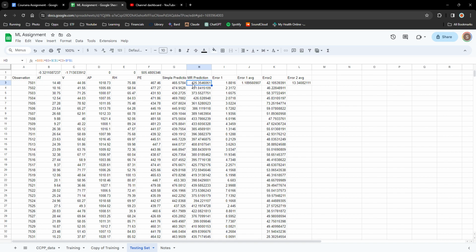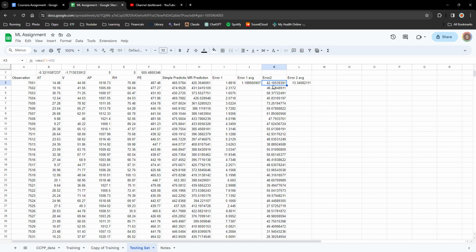Just right off the bat, comparing it to the actual results, it appears the simple prediction got closer than the MR prediction. And I test this out by calculating the absolute error between the simple prediction with the one variable or one feature and PE. And what I then do is average out all of the different error terms. You end up with a 1.2 error term.